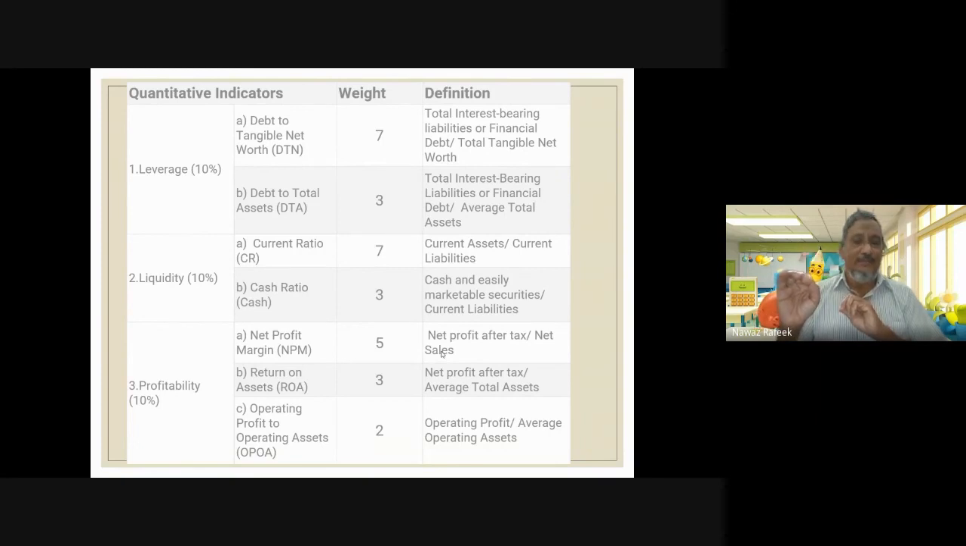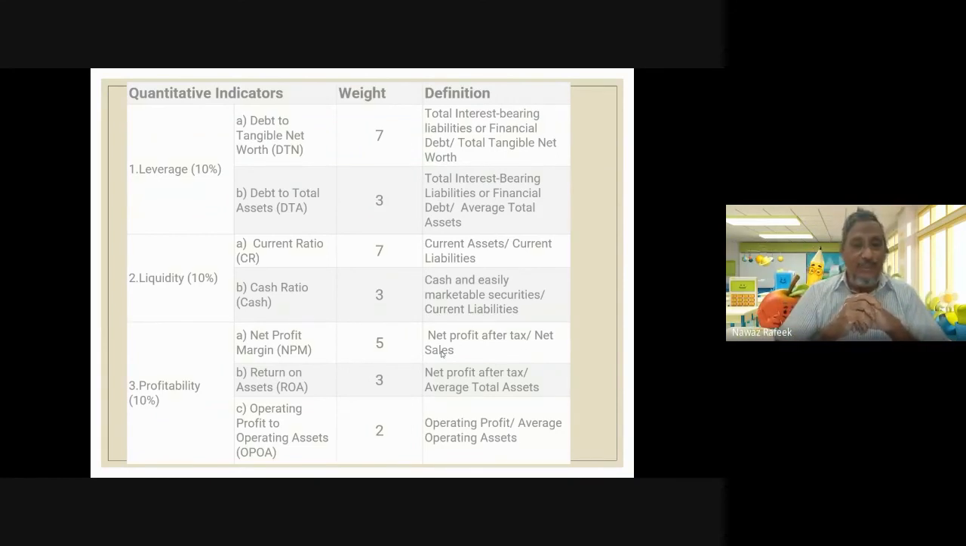In other words, capital. Interest-bearing liabilities divided by capital is called the debt to tangible net worth ratio, which is 7. Then total interest-bearing liabilities of financial debt over average total assets. Total interest-bearing liabilities against total assets, what's the percentage? That's called leverage, with 10% indicators given. So depending on the amount, what is the percentage? The higher the percentage, the higher the leverage; the lower the percentage, the lower the leverage.